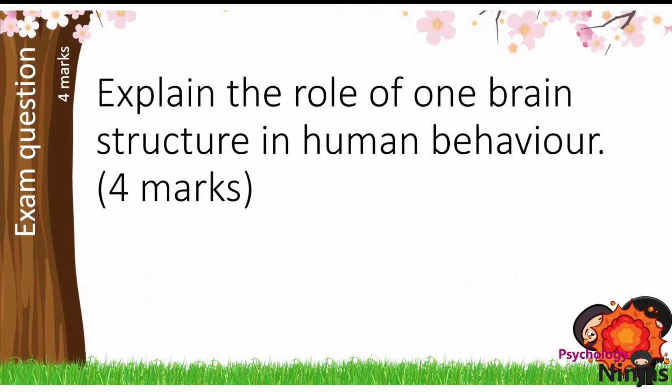Let's look at another exam question. Explain the role of one brain structure in human behaviour, 4 marks. Let's break this exam question down. We have the command word explain, which means we need to go beyond just stating regions of the brain and give details about their role in human behaviour. Here we're probably going to focus on aggression to make our lives easier.